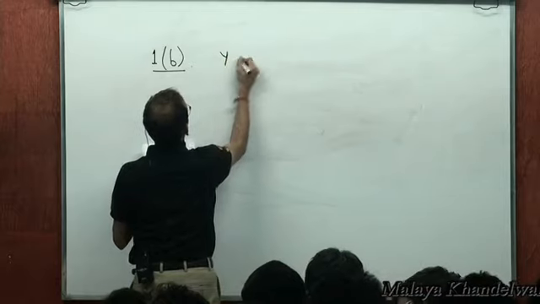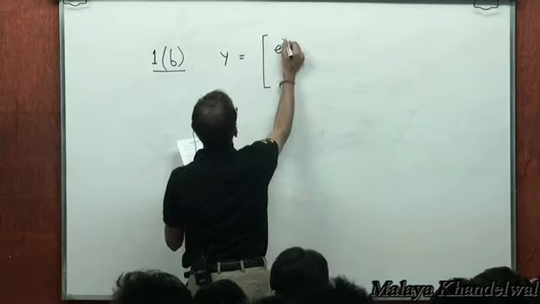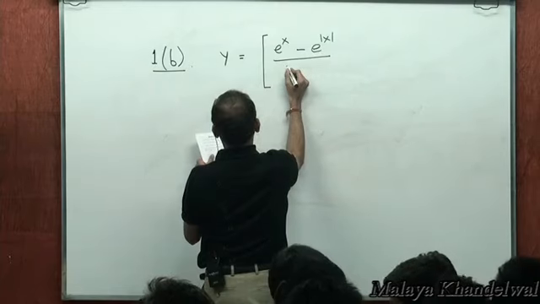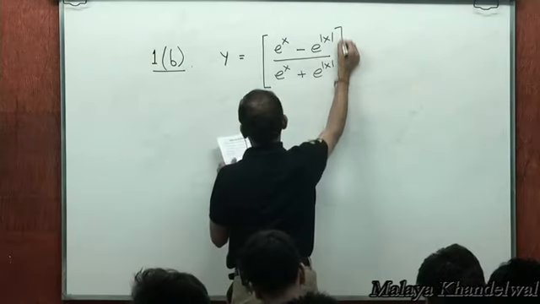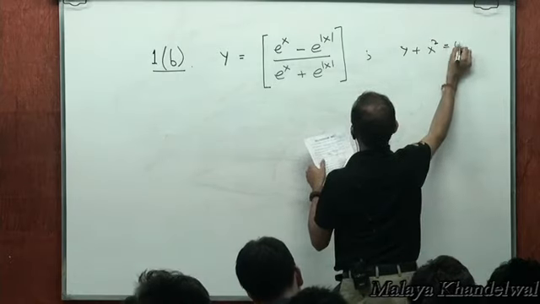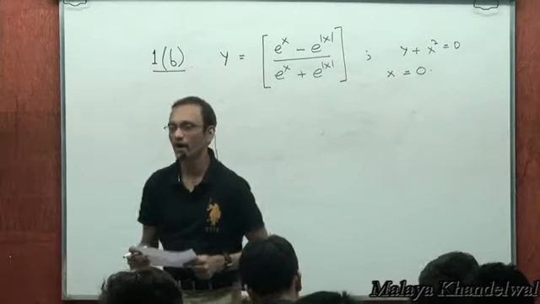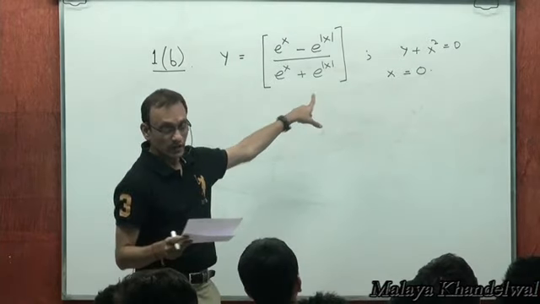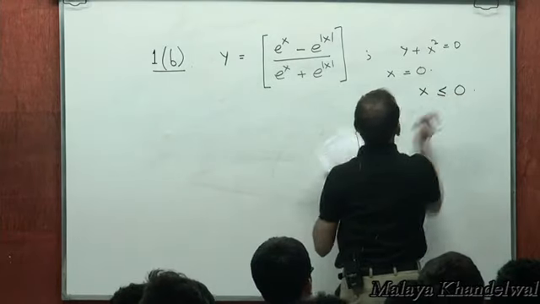Find the area bounded by y equal to box, greatest integer function, of (e power x minus e power mod x) divided by (e power x plus e power mod x), and y plus x squared equal to 0, and x equal to 0. X equal to 0 is the y-axis. Area bounded by these three curves, given that x is only less than or equal to 0.